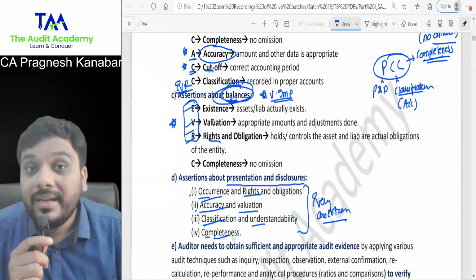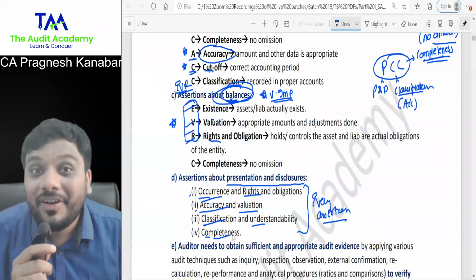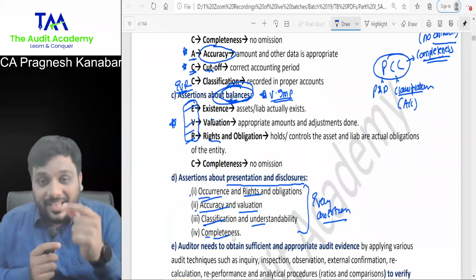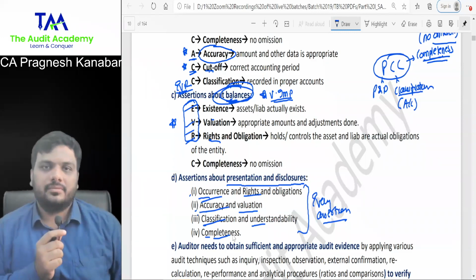So tell me, that is being done to verify the existence of inventory. So that needs to come to your paper.